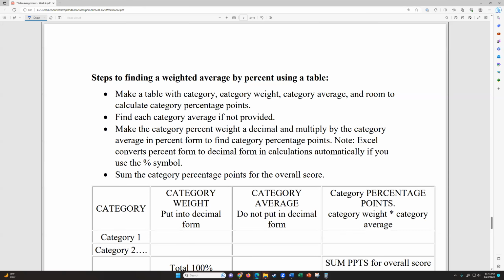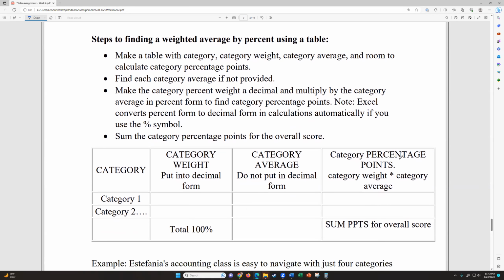So we have a table with categories, whatever those are called, like homework, quizzes, whatever. Category weights, that's where you take your percent and you write it in decimal form. So if it's worth 10%, we're going to write 0.10. Category average: if you're doing all of your homework, it's not just one homework grade. It's all of your homeworks added up for the whole semester, and we get the average of that. So do you have a 70% average on all your homework or an 80%? That's what that category average is.